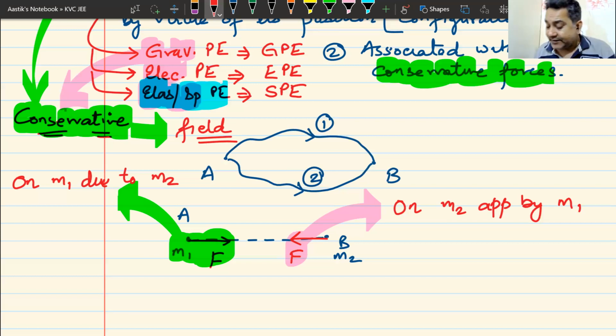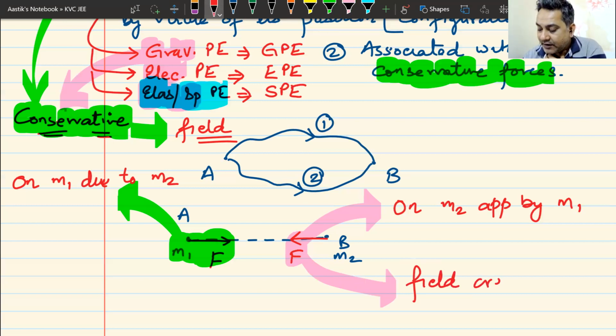If I have to understand why M2 is experiencing force, I will understand that block M1 is there. Block M1 is creating a field, and when block M2 comes inside that field, it starts to experience a force. So this F comes from the field, which is the gravitational field created by M1.